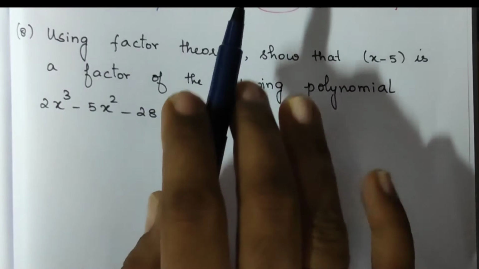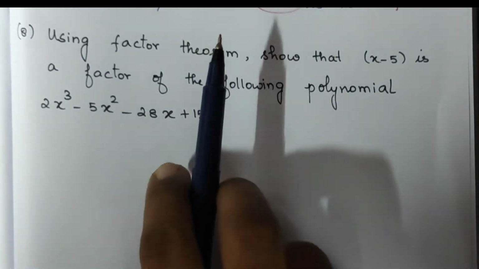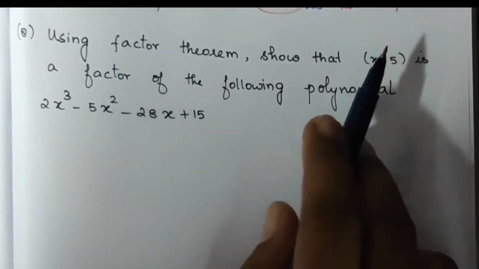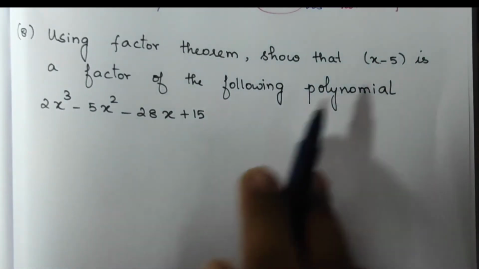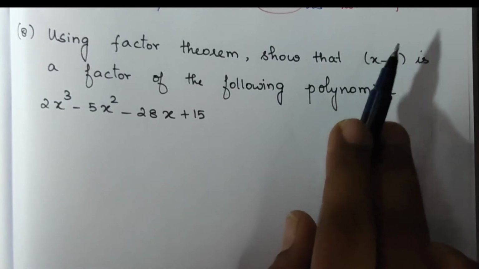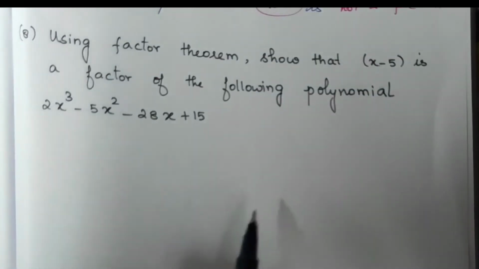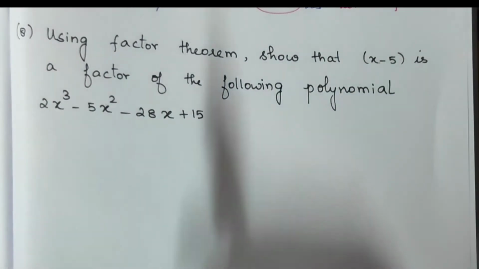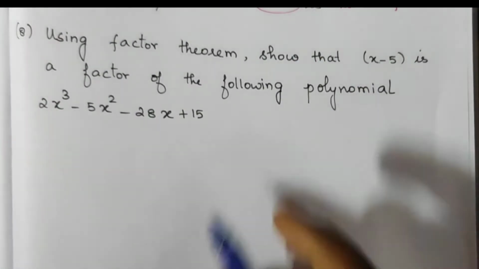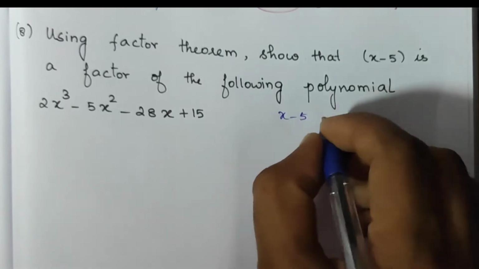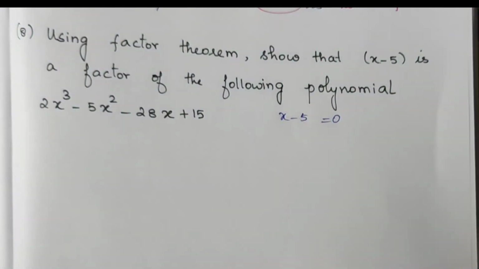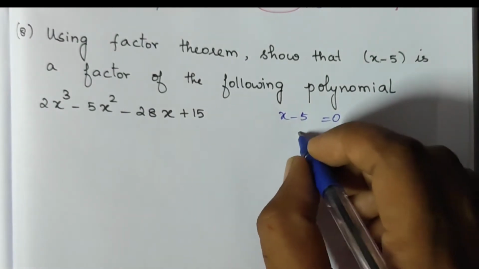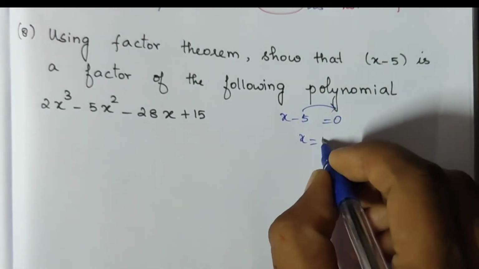Eighth problem. Using factor theorem, show that x minus 5 is a factor of the following polynomial. In the previous problem we checked that if you are getting 0, then it is a factor. If it is not equal to 0, it is not a factor. Here they are saying that x minus 5 is a factor, so we have to prove it: substitute x equal to 5 in this polynomial and see whether you are getting 0. If you are getting 0, then we are proving that x minus 5 is a factor. So x minus 5 is equal to 0, so x is equal to plus 5.